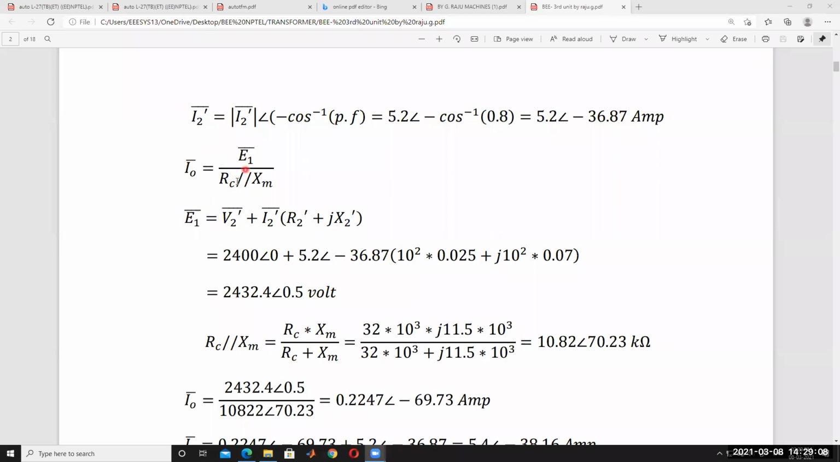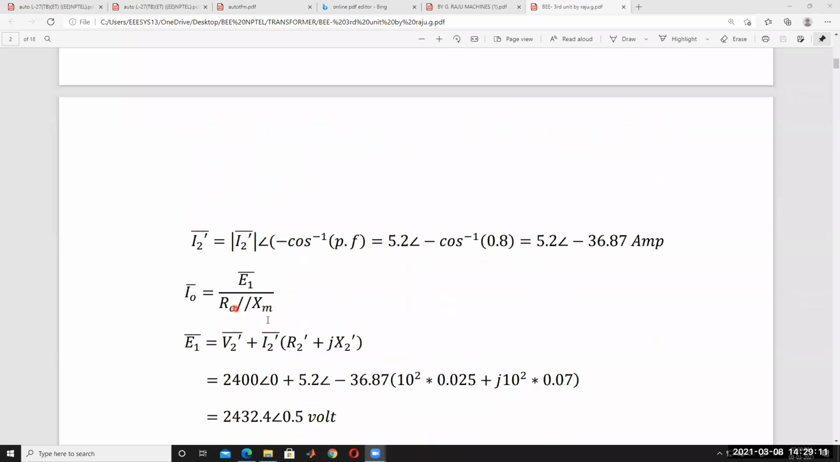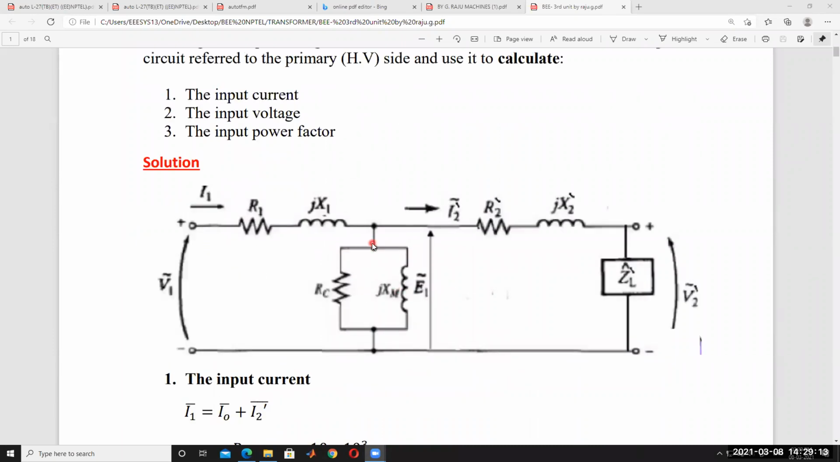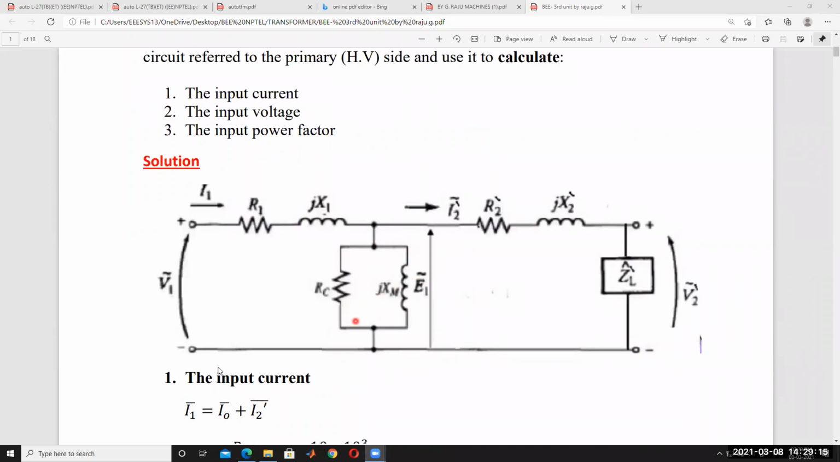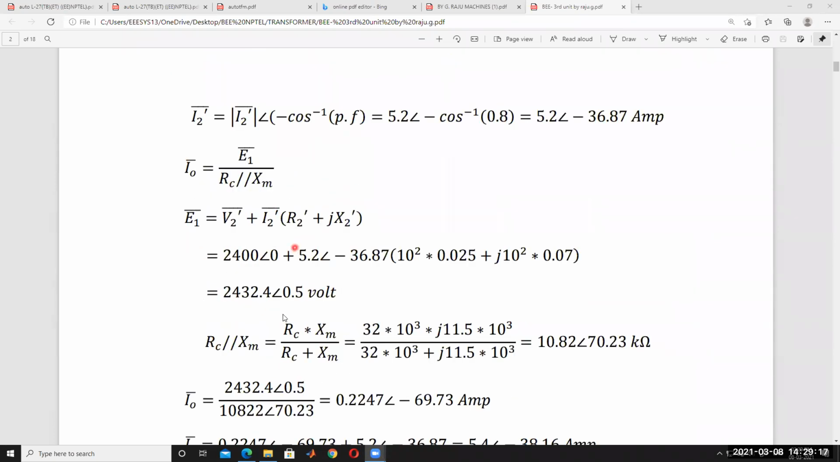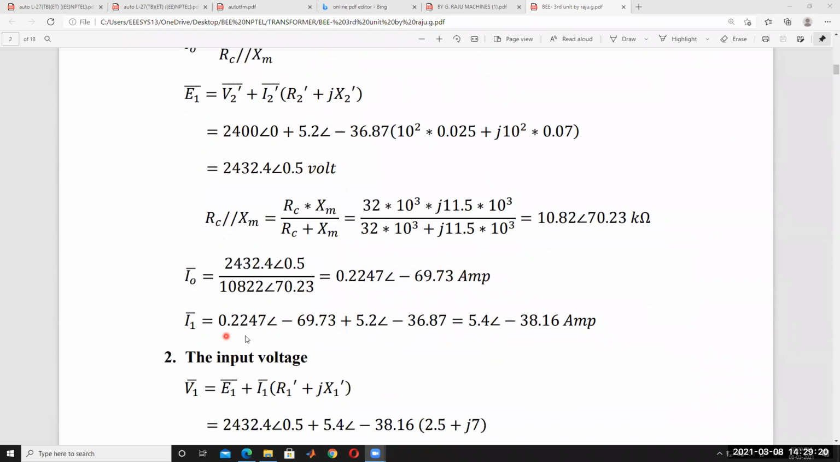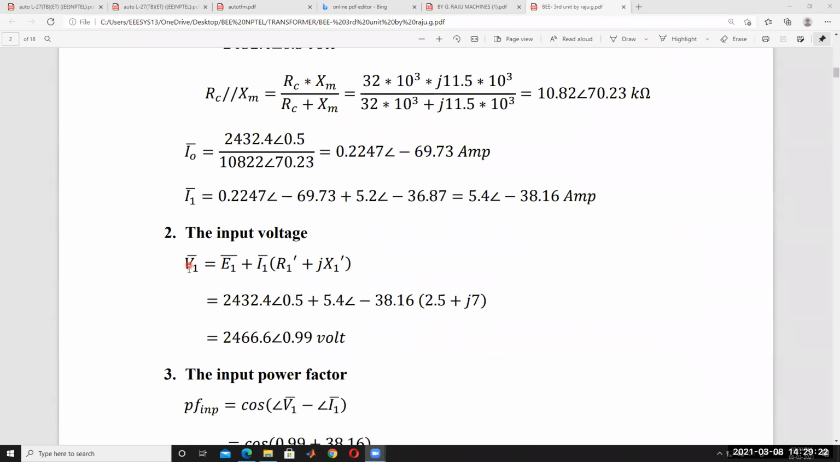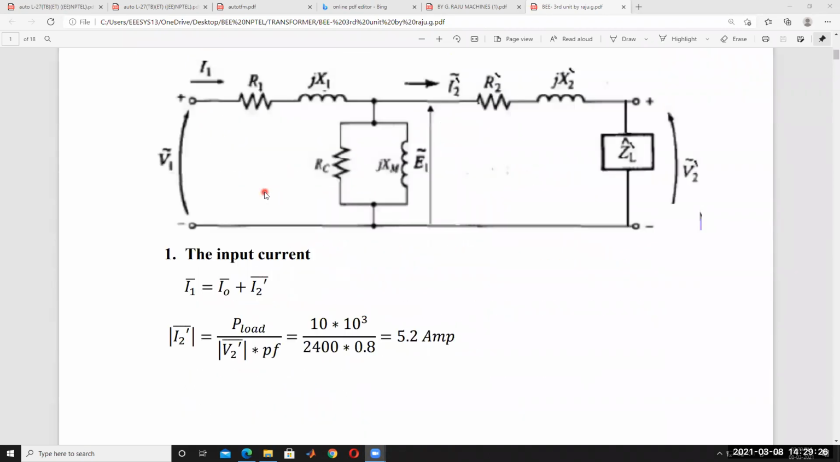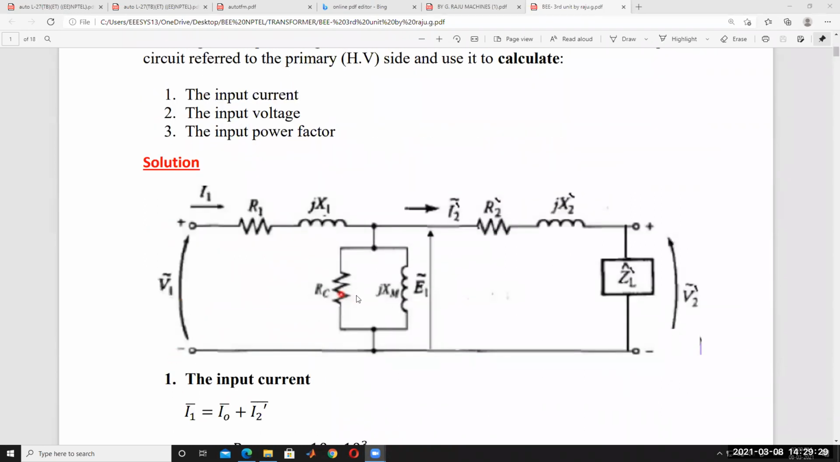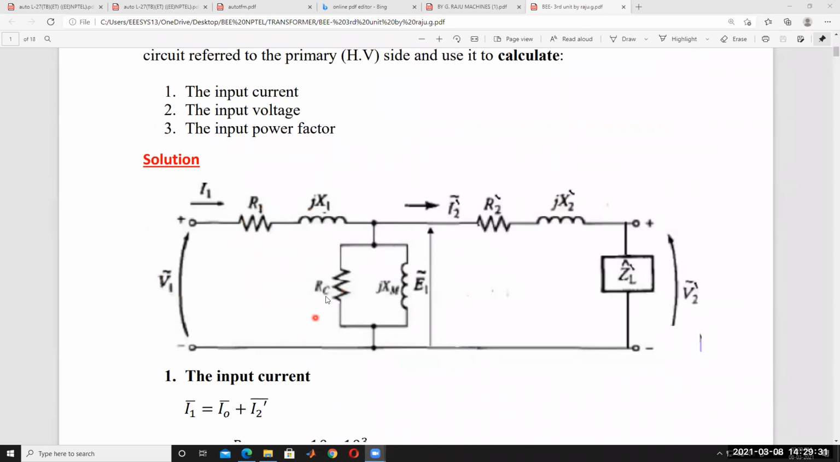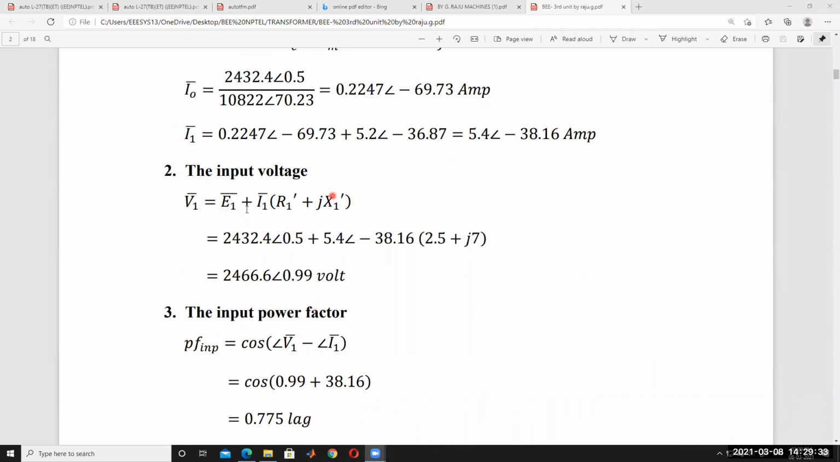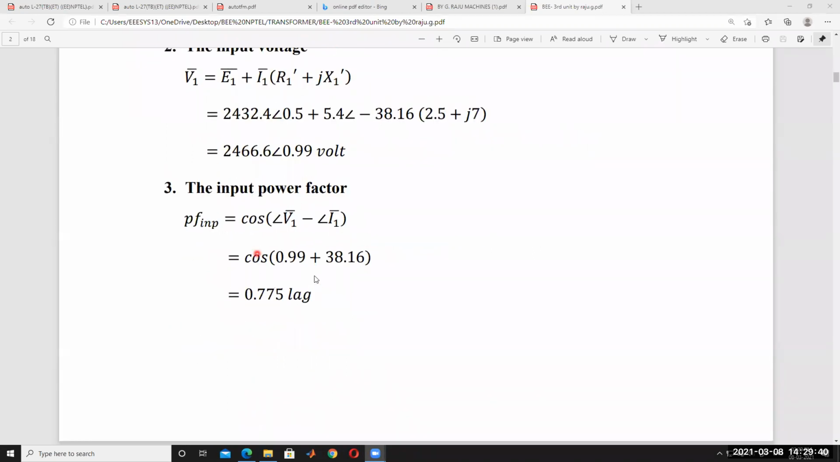So I naught is equal to E1 divided by RC in parallel with XM. So this I naught is nothing but E1 divided by this parallel branch. So you will get I naught and then I1. The input voltage V1 is equal to E1 plus I1 into R1 plus j into X1. So this voltage plus this voltage is called V1.